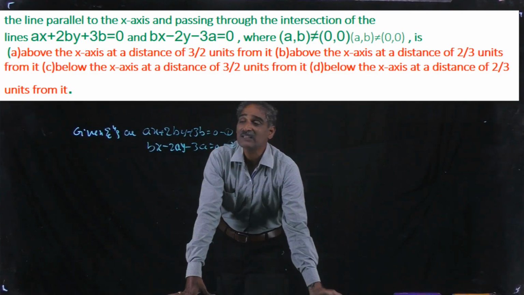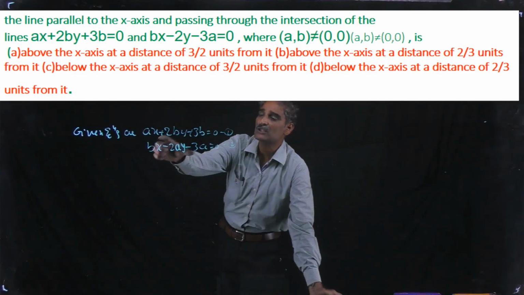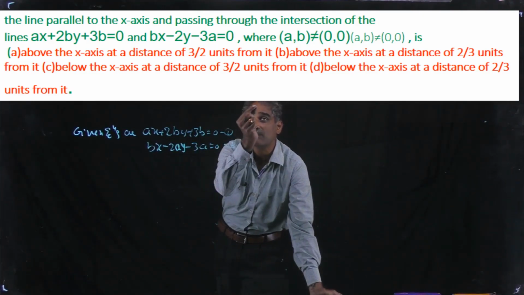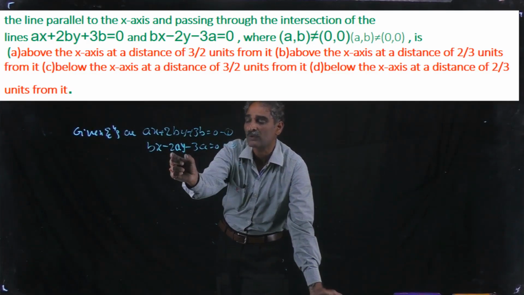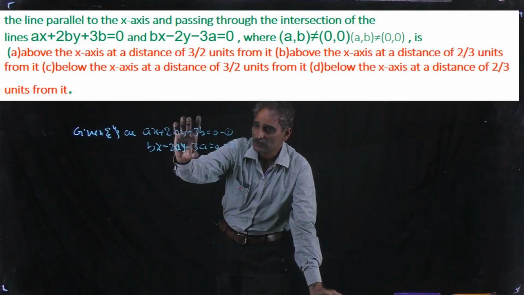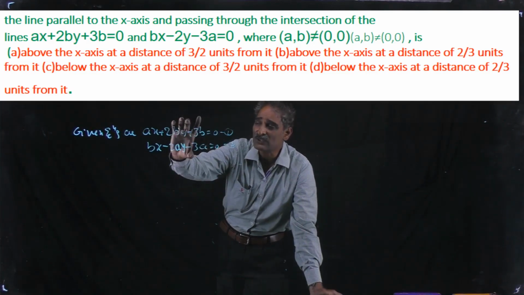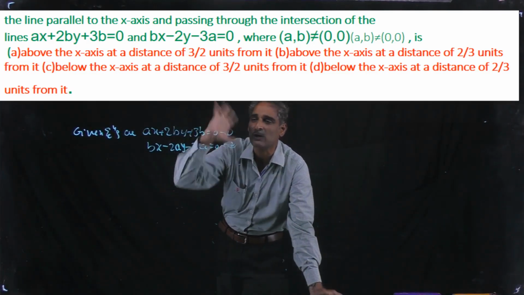So what are the given equations? The first equation is this one. In the second equation there is a small mistake. 2y is there in the book, but the actual problem is 2ay. Find the equation of the line passing through the intersect point of these two and parallel to the x-axis.